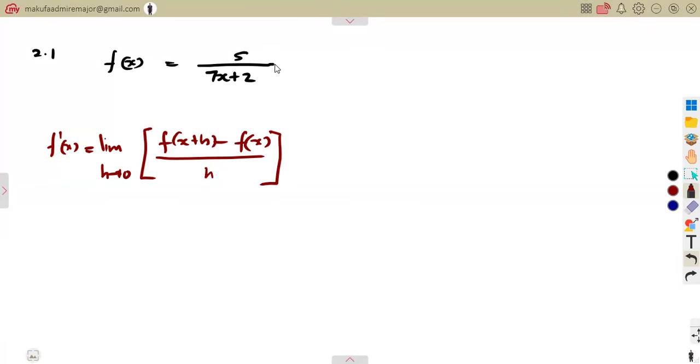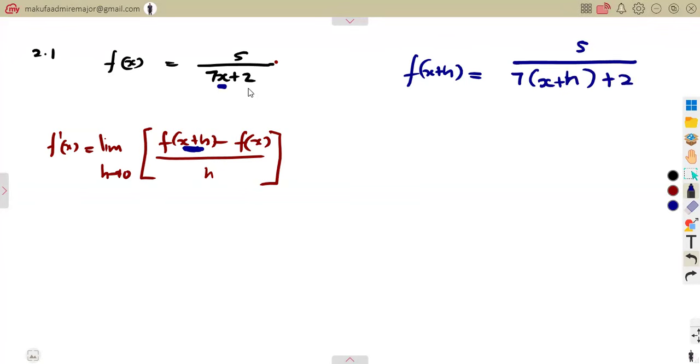So in this case, f of x is already there. So we are going to need f of x plus h. Then we subtract and so on. So let's start with f of x plus h. F of x plus h simply means in place of x, substitute x plus h. So that means we've got 5 over 7 in place of x, substitute x plus h. That is what it means. But there is a plus 2, which is there. Take note, so you have to add that too.